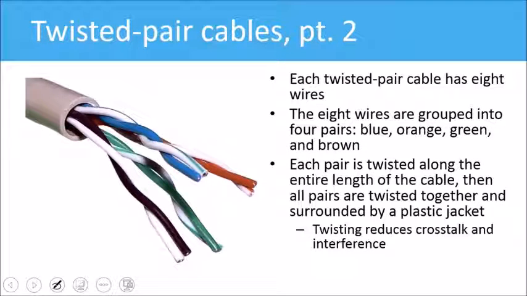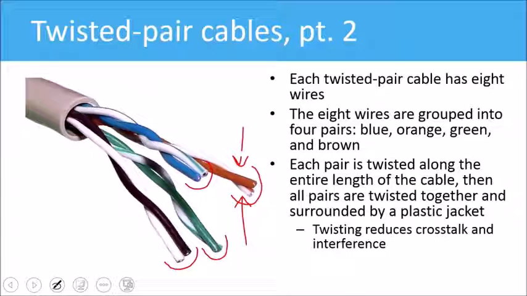All right, part 2 of our twisted pair journey. Each twisted pair cable has 8 wires, and those wires are grouped into 4 pairs. Notice here we have a brown pair, a green pair, a blue pair, and then an orange pair. Notice that within each pair you have one that's solid, and then you also have one that is, I guess you would call it striped, right?